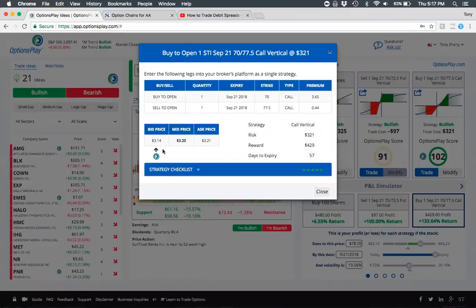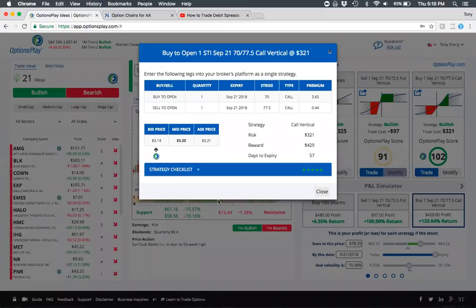Versus if you see something at $3 by $4, that's a $1 spread on a $3 option. That's about a third of the cost of your trade just being lost to that spread. So that's how you gauge liquidity. That tells you how easy it is to potentially get in and out of that trade.